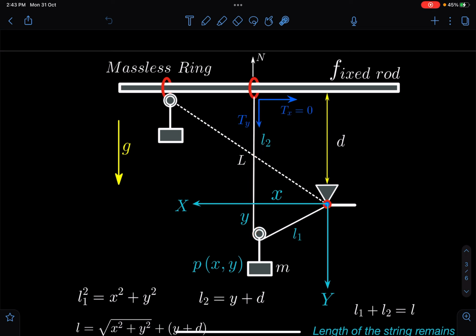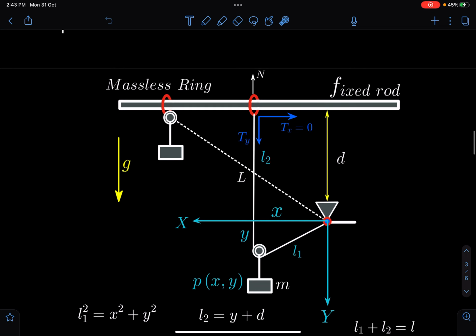So we have to comment on the path. I'm choosing one random coordinate system here. You can choose anywhere. It will just change the form of the equation, but the curve remains the same.